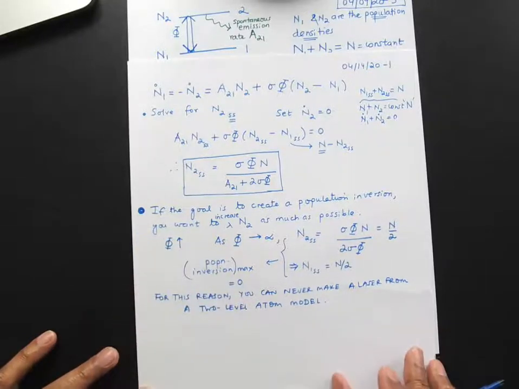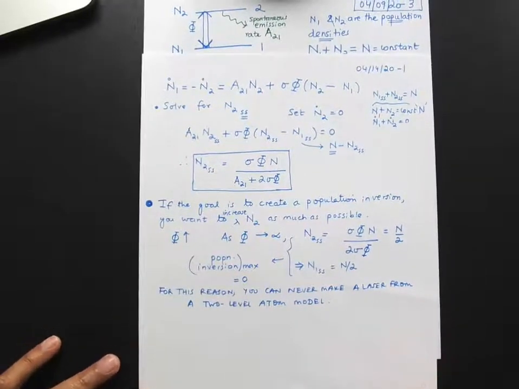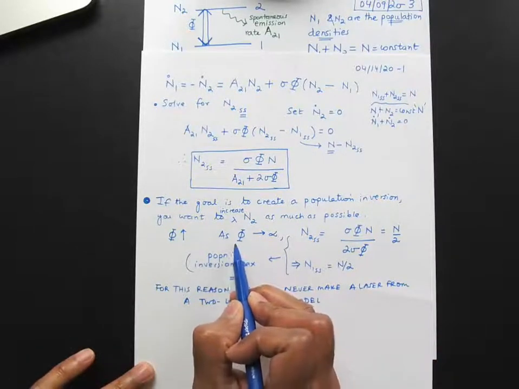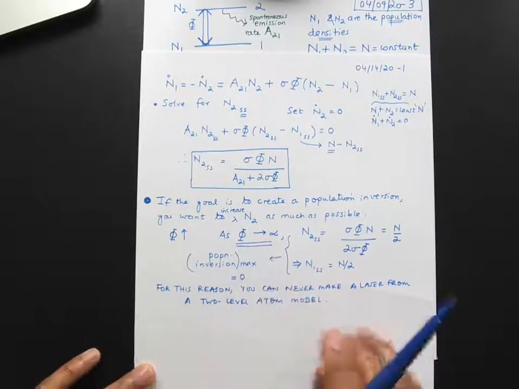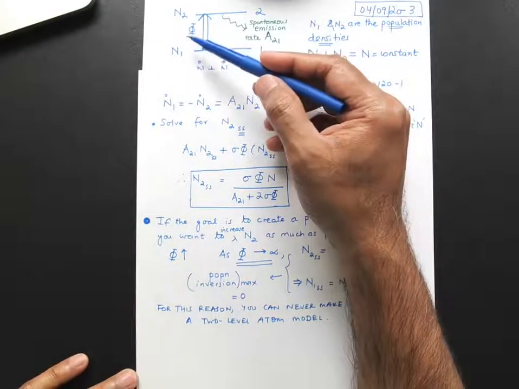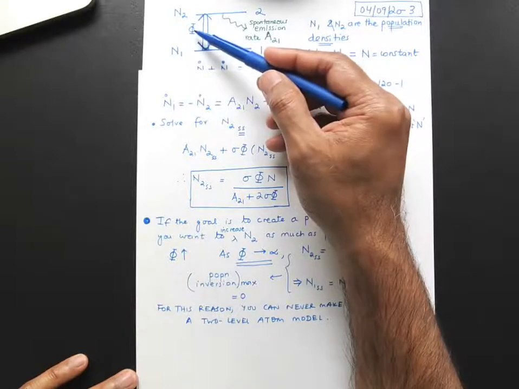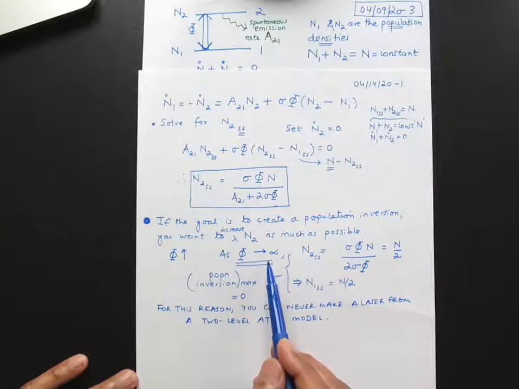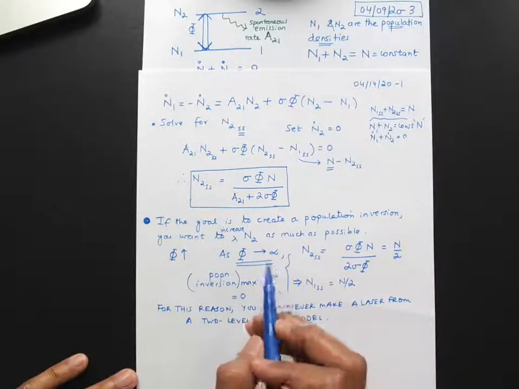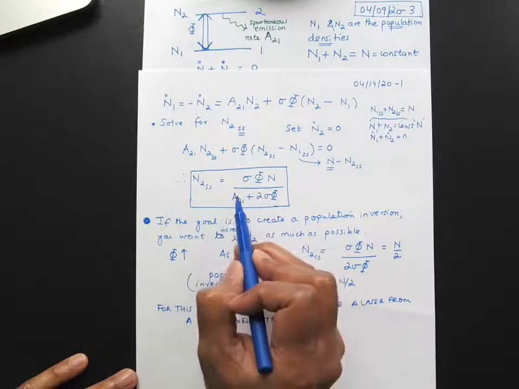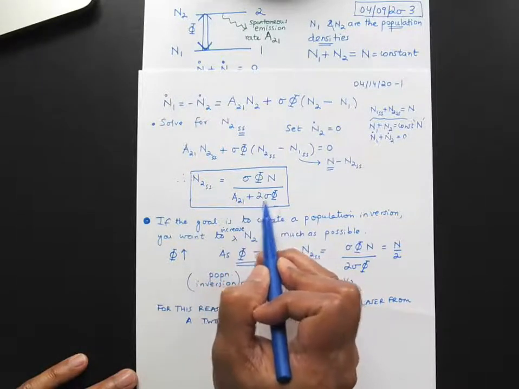Professor, why can you just get rid of A21 there? Because in an effort to create a positive population inversion, I put in the incident photon flux that pumps the atom up from level 1 to level 2. I made it as large as I can. And so if this goes to infinity, then you notice that in the denominator, I can throw away this term compared to that.